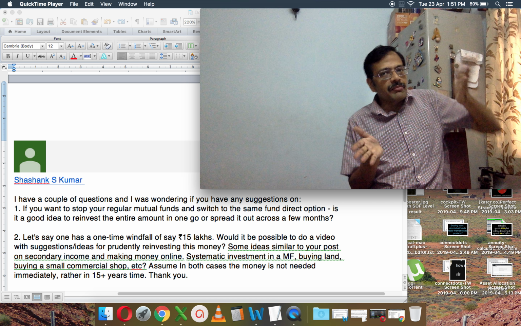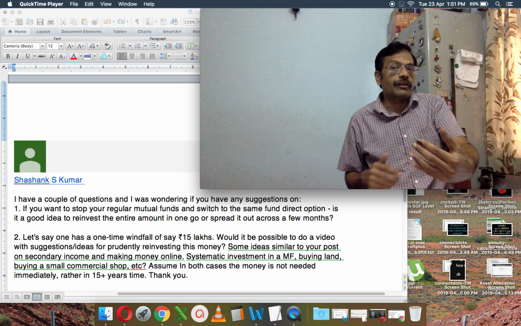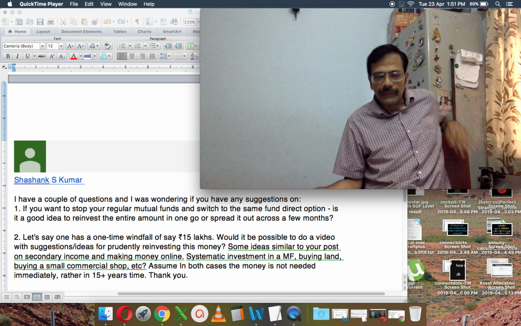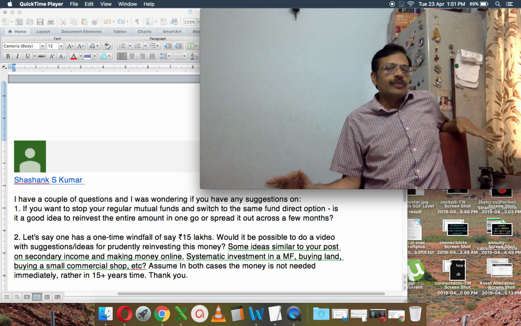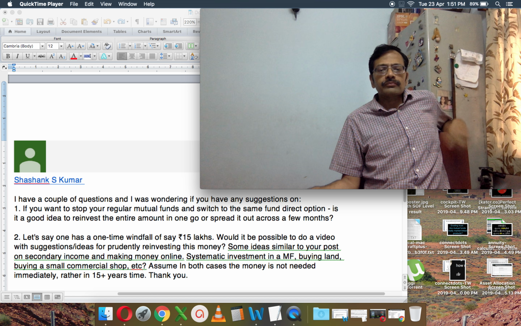Otherwise, what will happen, there will be some skew in the asset allocation because you have put that 4 lakh immediately into fixed income. That's it. It's quite simple. Please don't break your head about it.